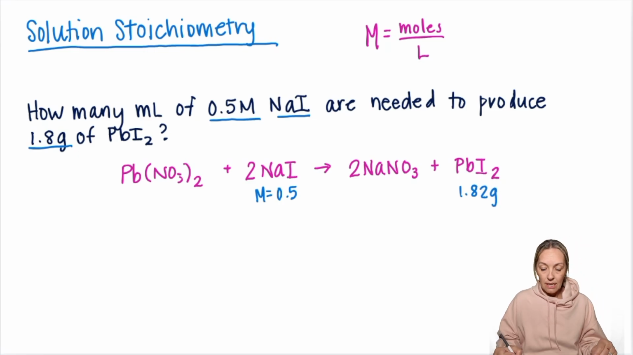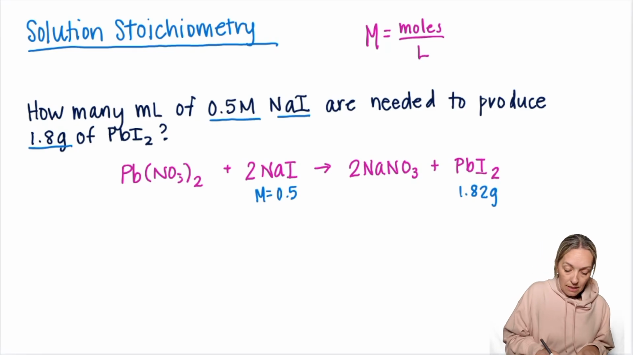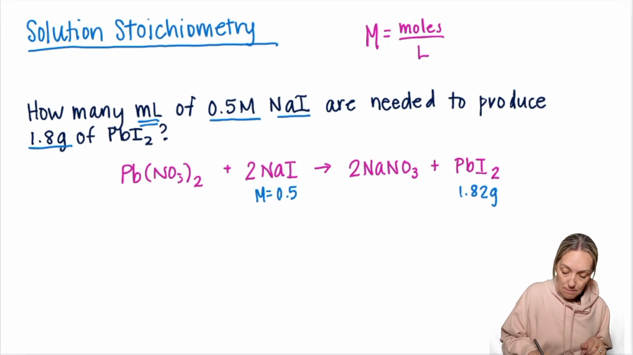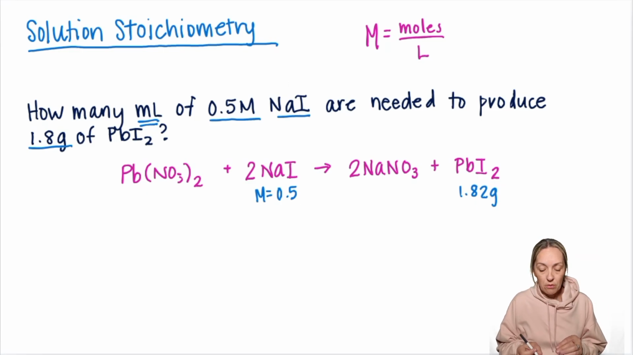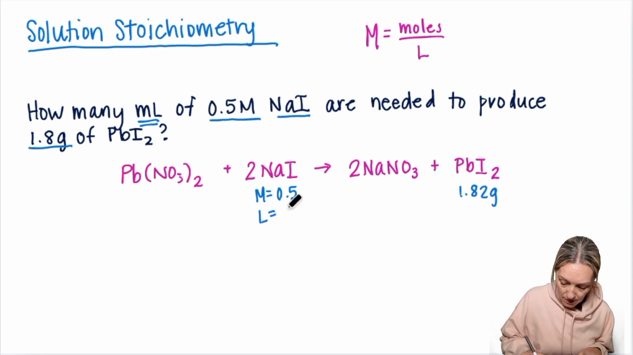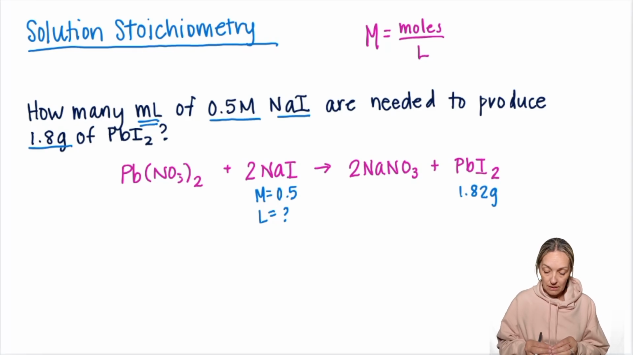Now that I've identified what all of my numbers are referencing, we want to identify what it is that we're trying to find. In the problem, it says how many milliliters. So ultimately, I'm looking for milliliters, and specifically milliliters of NaI. Milliliters is a measure of volume, and that volume directly connects to liters. We have a conversion from milliliters to liters. If I can find liters, then I can easily convert that into milliliters.